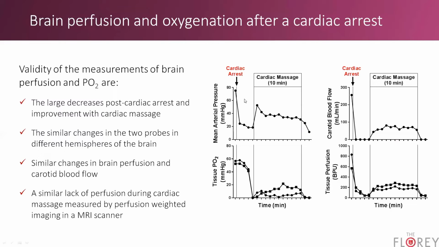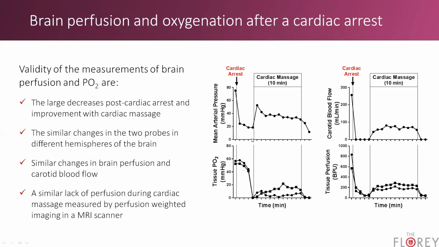What you can see in the top panel is that as soon as we induce cardiac arrest, as expected, there's a big drop in mean arterial pressure and carotid blood flow drops to 0. This is accompanied by falls in tissue PO2 to 0 and also tissue perfusion. So it's comforting to see that these flows and oxygenation mirror the changes in carotid blood flow.